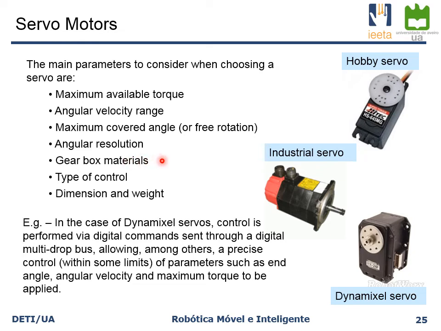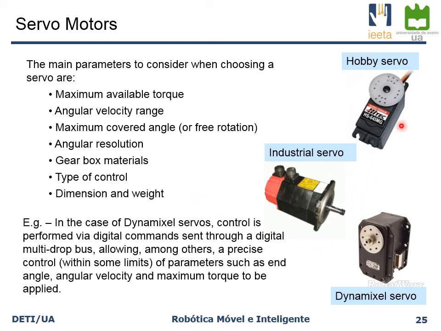The gearbox material can be either plastic or a metallic gear system. Of course, for low cost servos, this means that the gearbox will be in plastic, but for high quality servos, then you'll find metallic gearboxes. The type of control that you have to apply to control the servo, and also the dimension and weight of the servo itself, depend on the final application.